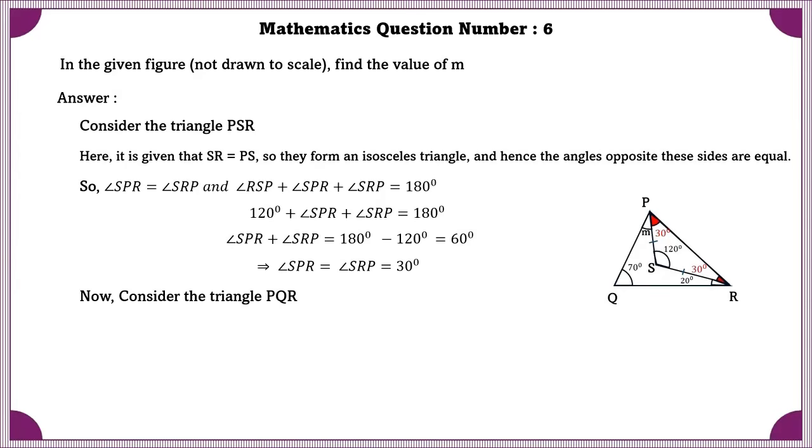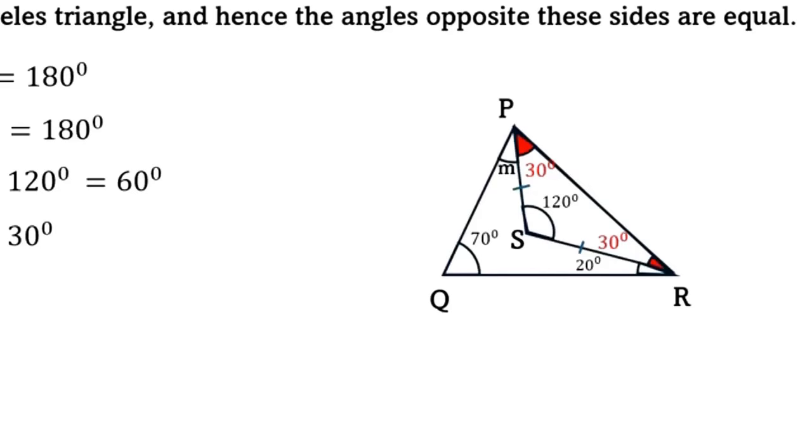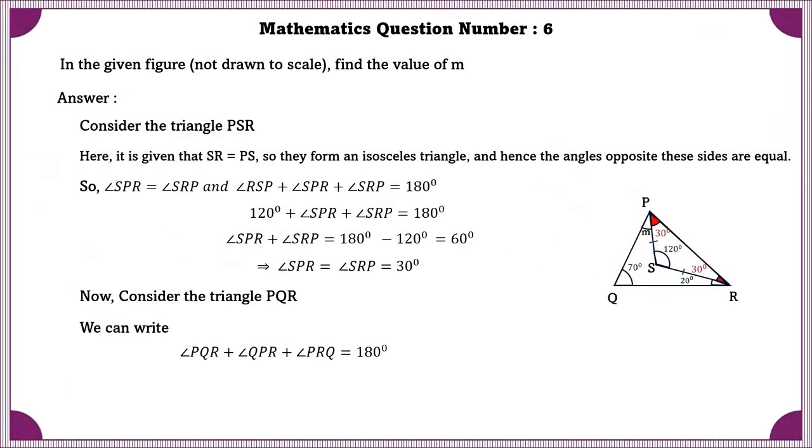Now let us consider the whole triangle PQR. We can write this as angle PQR plus angle QPR plus angle PRQ, which is equal to 180 degrees, since the sum of all the angles of a triangle is 180 degrees. Since angle P is equal to m plus 30 and angle Q is 70 and angle R is 30 plus 20, we can join all these and write this equation. From this equation, we can find the value of m, that is 30 degrees.